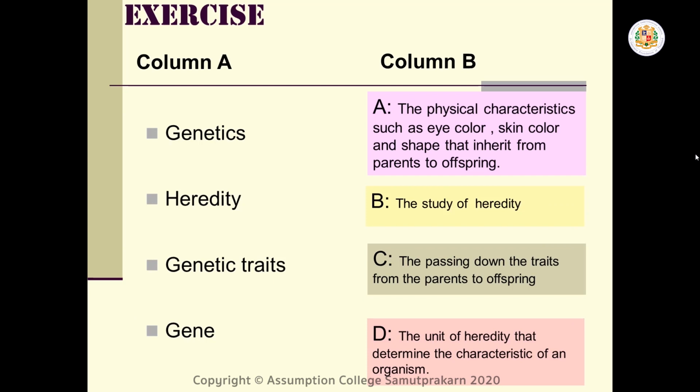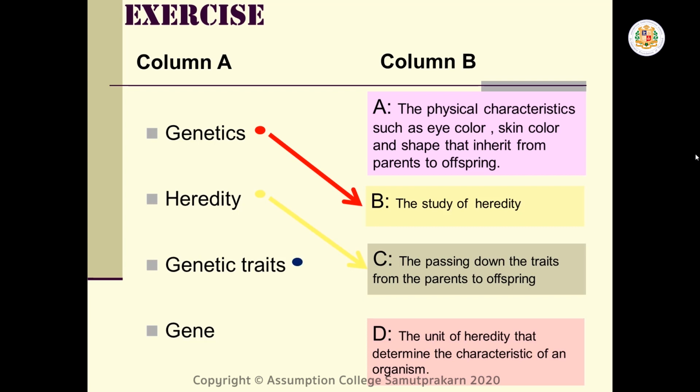Okay, so we are going to check your answers. For genetics, the answer is letter B, the study of heredity. Heredity, the answer is letter C. The passing down of traits from the parents to the offspring.